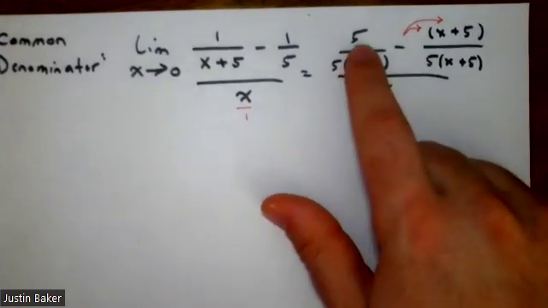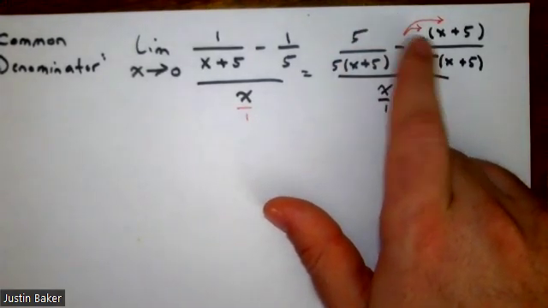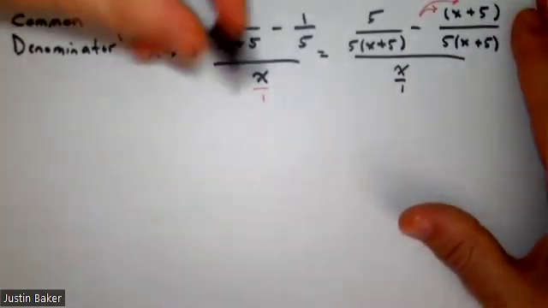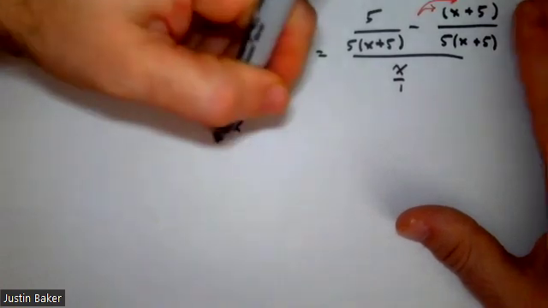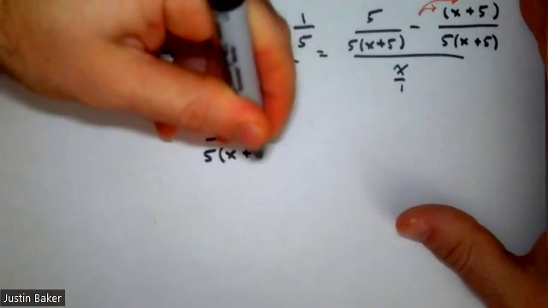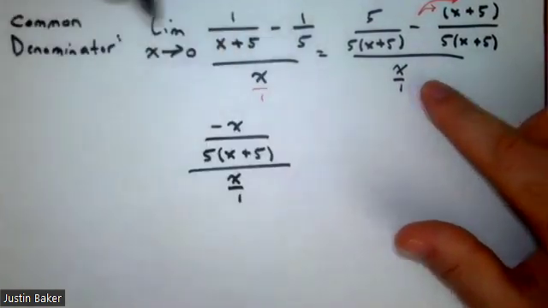So when we do that, this is going to be 5 minus x minus 5. And 5 minus 5 is going to cancel, but then that's going to leave us with negative x. So this is negative x over 5 times x plus 5, divided by x over 1.